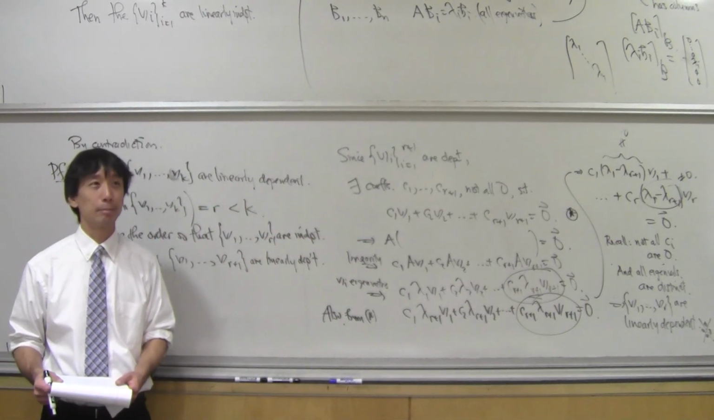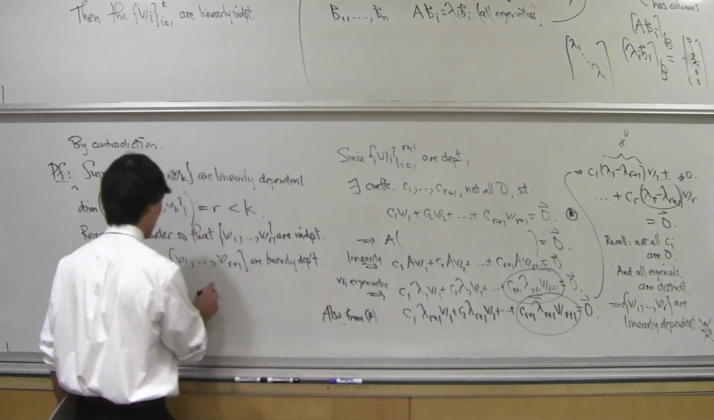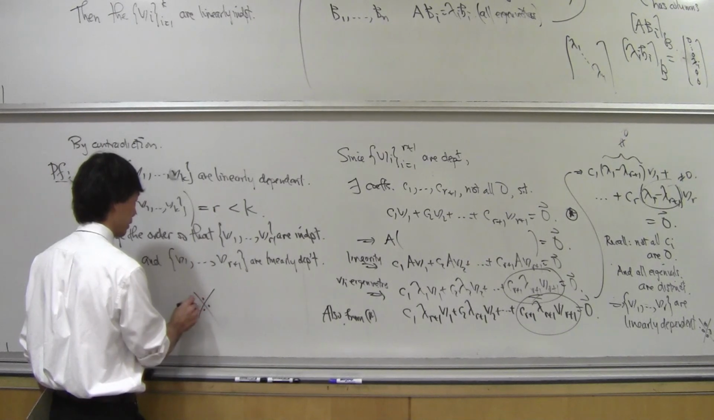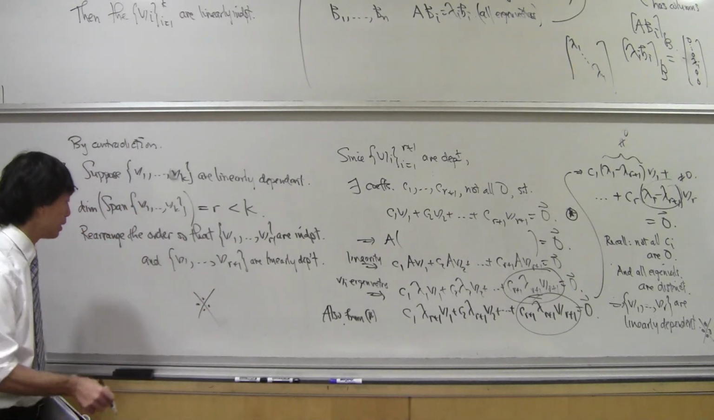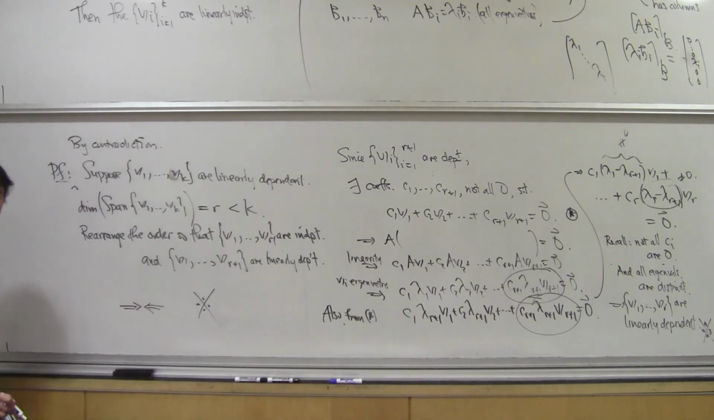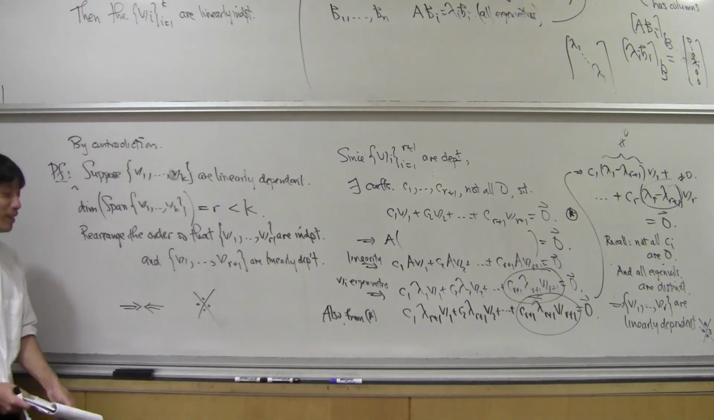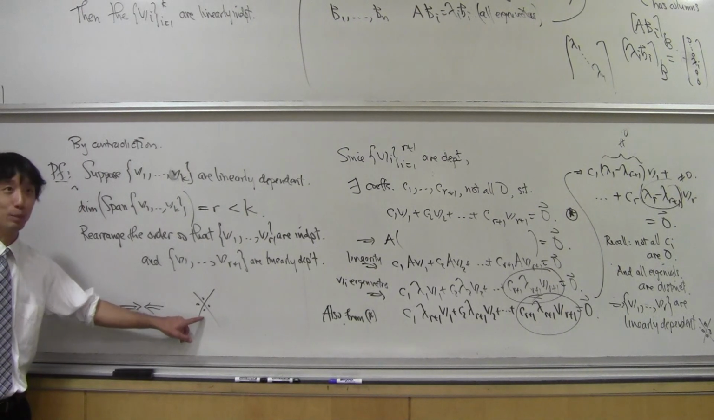So what's that, the symbol? That's the contradiction symbol. Some people use this symbol. I've seen both of those things, or they just write contradiction. But I like this symbol. It's kind of cool looking.